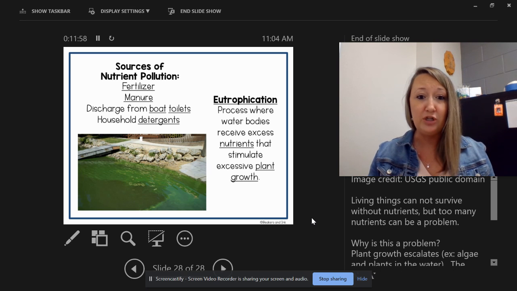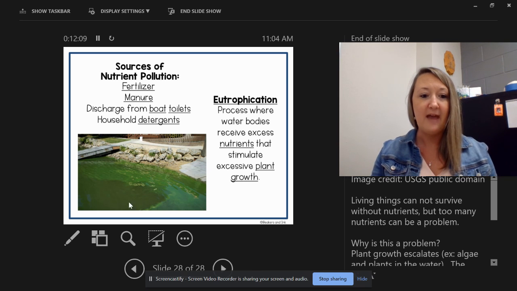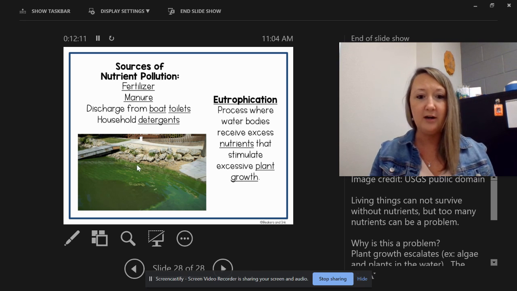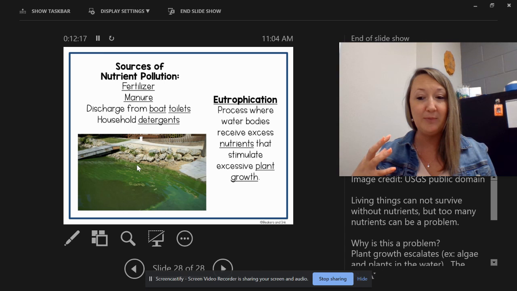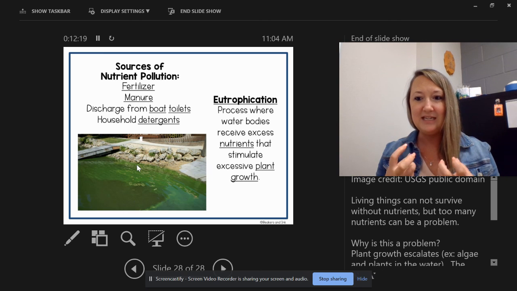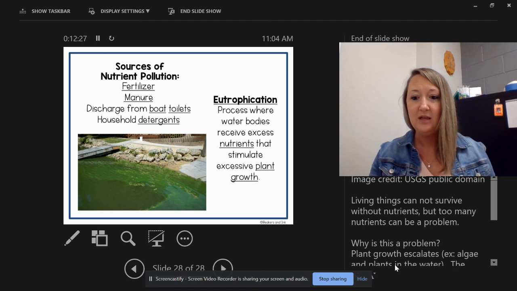Remember, we talked about this word eutrophication, and this is how we classify water bodies when they get excess nutrients that stimulate too much plant growth. And you can see in this picture that bright green water is because of too many nutrients in the water that's causing that excessive plant growth, which is good for the plants for a minute. And then as those plants decompose, the decomposers suck up all the oxygen that's in the water, and it deprives the organisms that live there of oxygen.